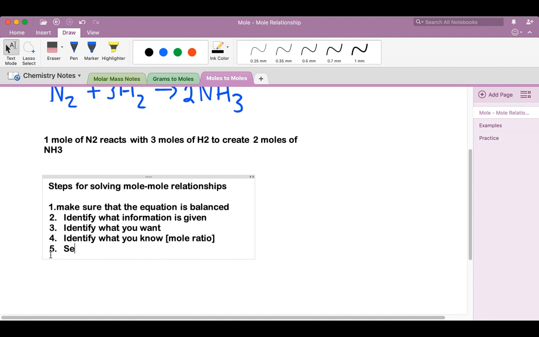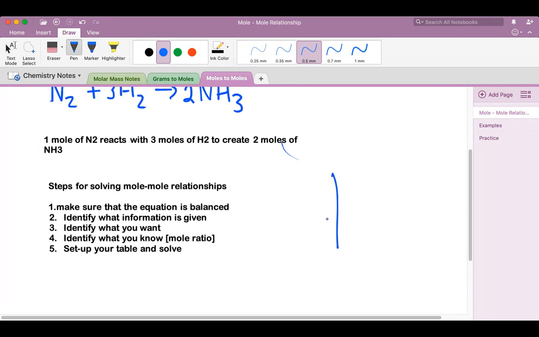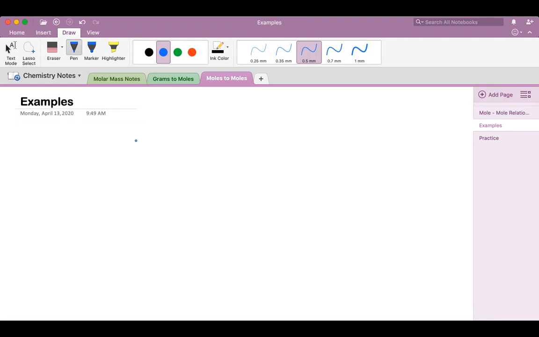And the last one is just to set up your table and solve. And this table is this one where it's given, know, and want. So let's do 2 examples.